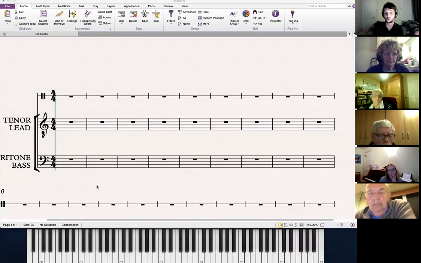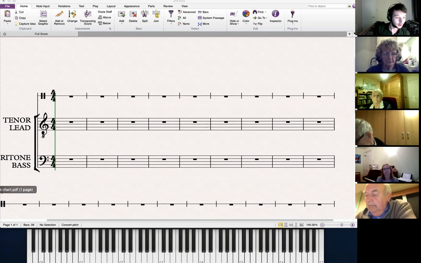If it's 4 beats in a bar, it's 1, 2, 3, 4, 1, 2, 3, 4. If it's 2 beats in a bar, it's 1, 2, 1, 2, 1, 2. For 3 beats in a bar, we would have 1, 2, 3, 1, 2, 3, 1, 2, 3.